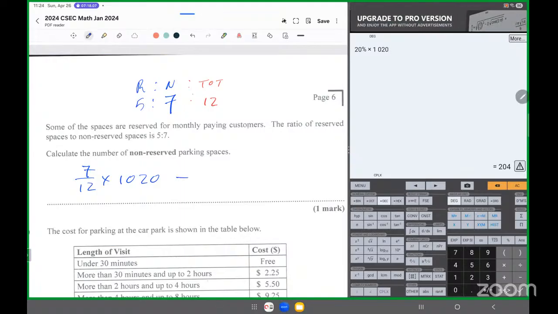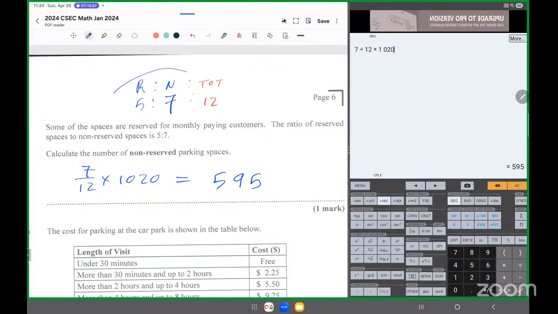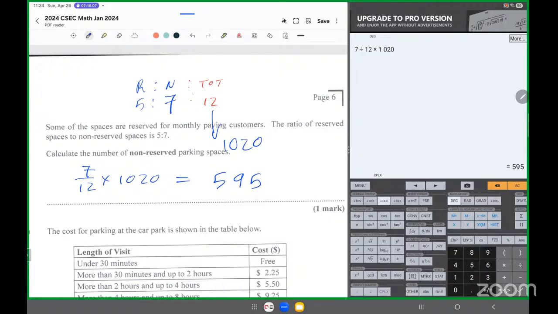All right. So that becomes 7 out of 12 times 1020. That's 595. And what we could have done is multiplied this ratio by a number to make the total side reach 1020. And I've gotten just the same.